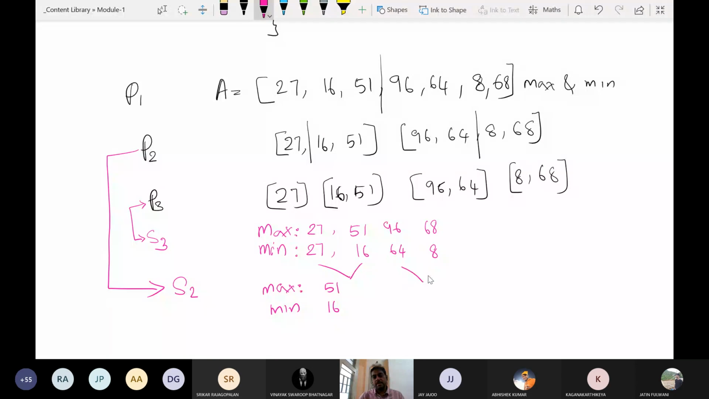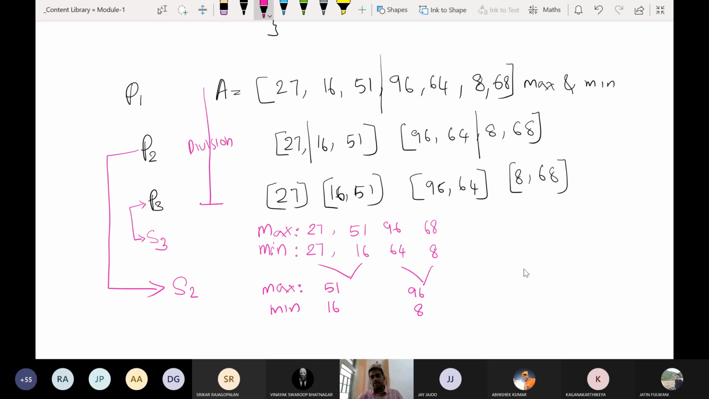It is not over. You have another subproblem. This is the subproblem. And to this subproblem, what is the solution? Which one is the maximum? Which one is the minimum? Here 96 is the maximum and 8 is the minimum. Okay. So now we solved the P2 subproblem and this is actually the combining process. So up to this point it was dividing. This is the division process and from here it is combining.